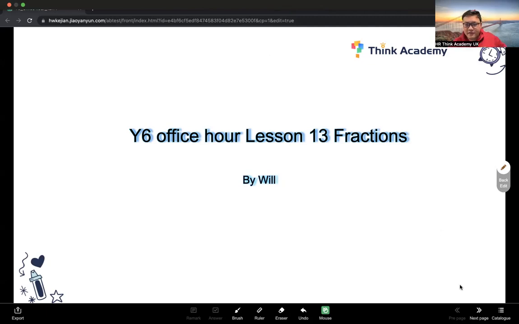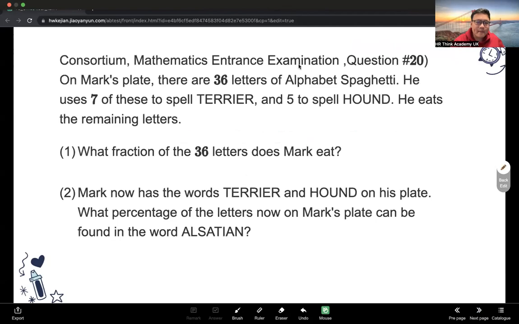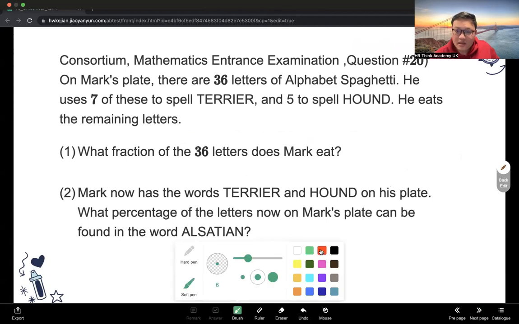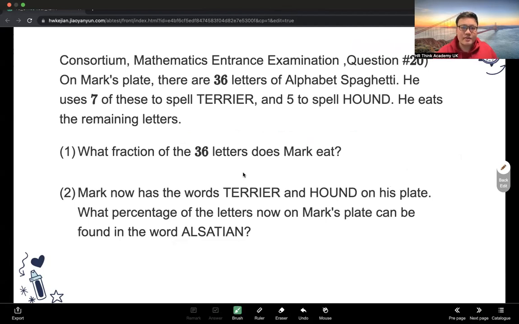So let's see. First question. What fraction of 36 letters does Mark eat? The question is like on Mark's plate, there are 36 letters of alphabet spaghetti. And he used 7 of these to spell this word, and he used 5 to spell another word. He eats the remaining letters. So can you guys type me in the chat box? Tell me what's gonna be the number of letters left over.